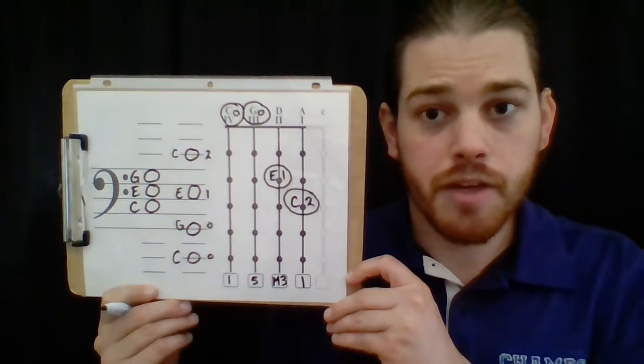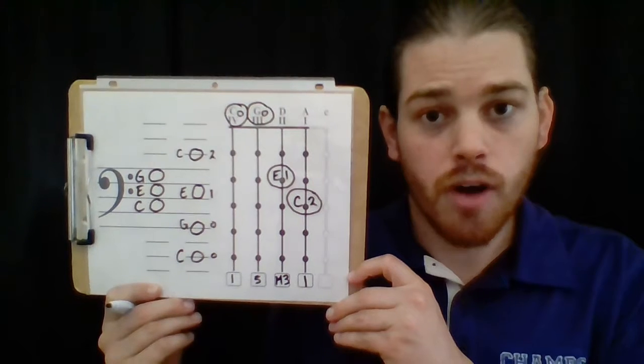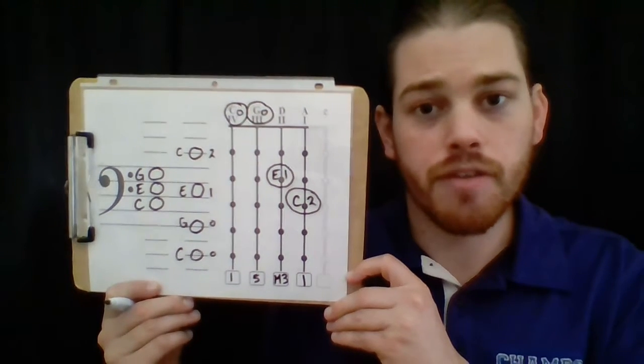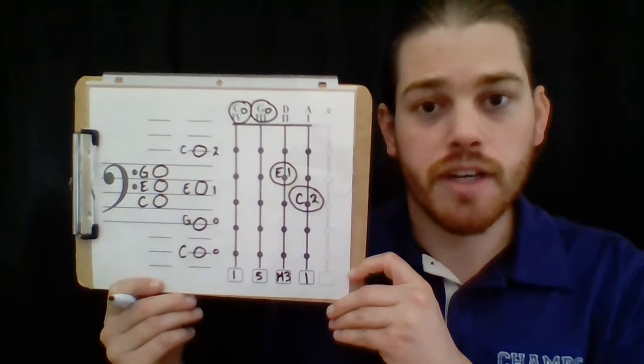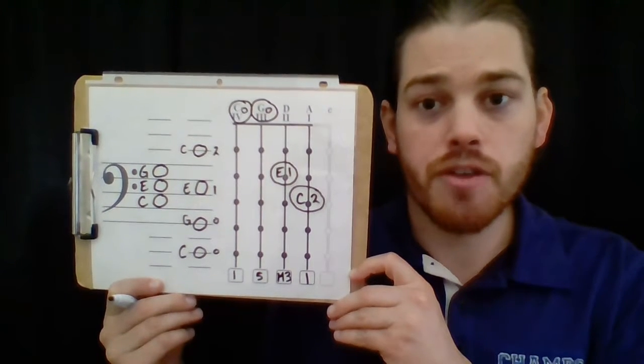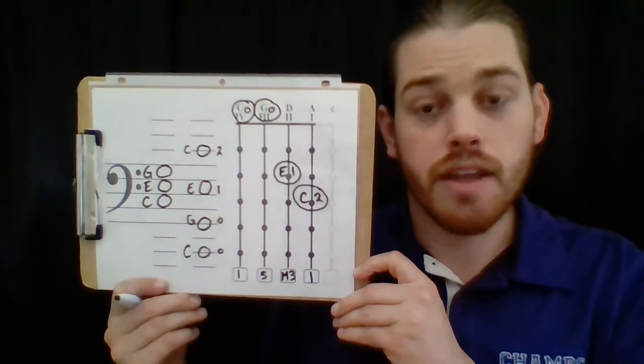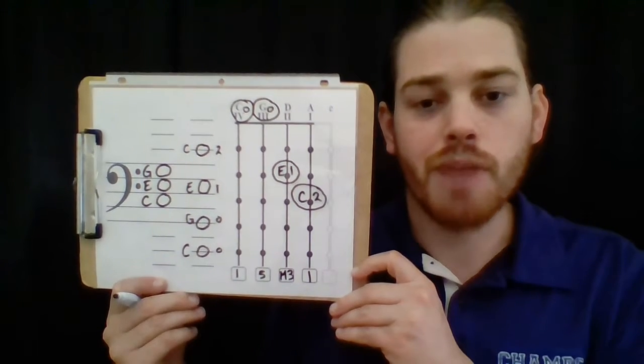Now the pattern on the fingerboard looks like this. Open C, the root note in the bass voice, open G, the perfect fifth in the mid voice, first finger E on the D string, which is the major third in the mid voice, and second finger C on the A string, the root note in the soprano voice.